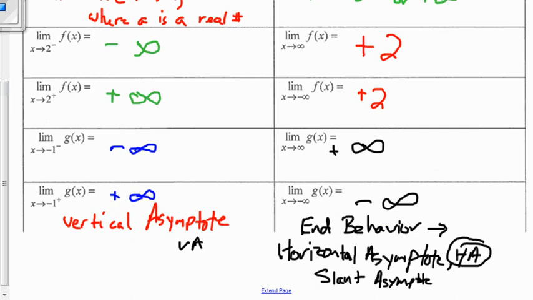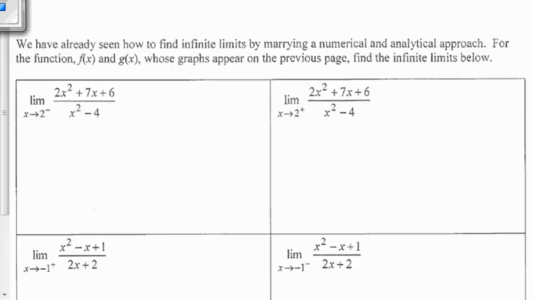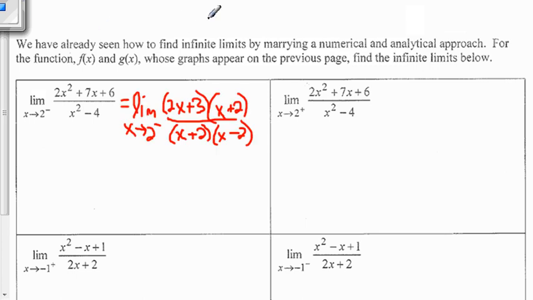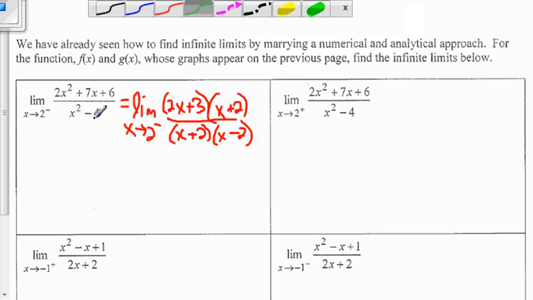All right, next page. These next examples, we've done these before, so we've already seen how to find infinite limits by combining a numerical and an analytical approach. For f of x, which is these top two up here, we want to do that, and then we'll do g of x. Let's first do f of x. The first thing we have to do is factor. We can factor the numerator to 2x plus 3 times x plus 2, and the denominator to x plus 2 times x minus 2.